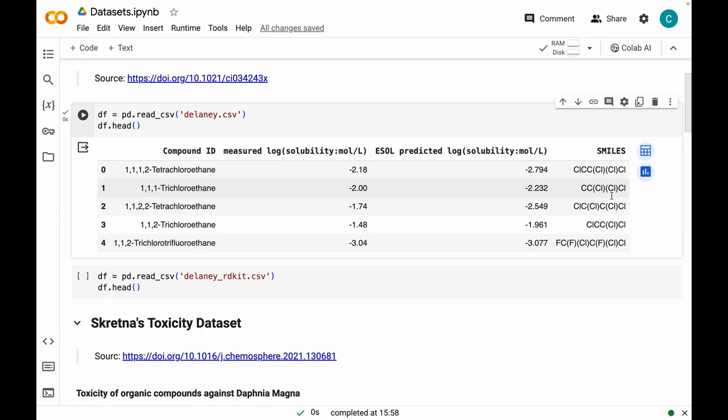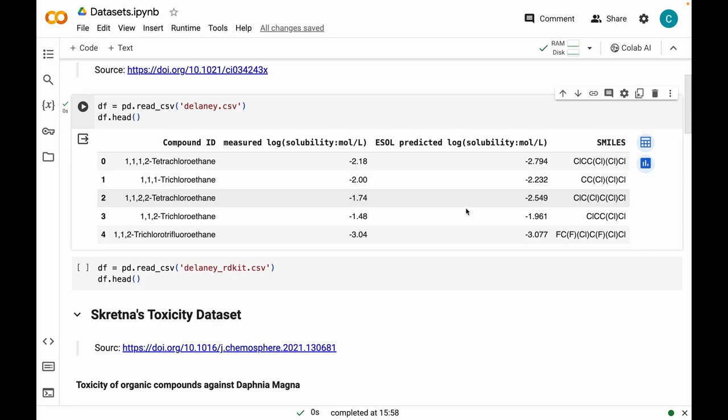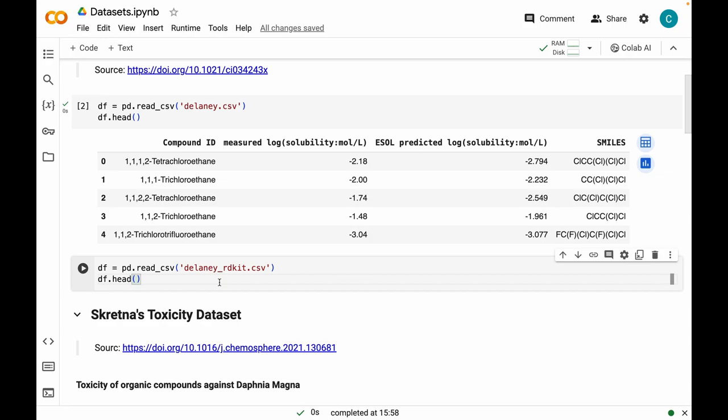Now, the descriptors are missing from this dataset. So what I did was I went ahead and calculated the molecular descriptors using RDKit from the SMILES strings of these molecules. And that data is stored in the delaney_rdkit.csv file. And I'm going to be providing you all these datasets in the GitHub repository. And I'm going to be providing you the link in the description below.